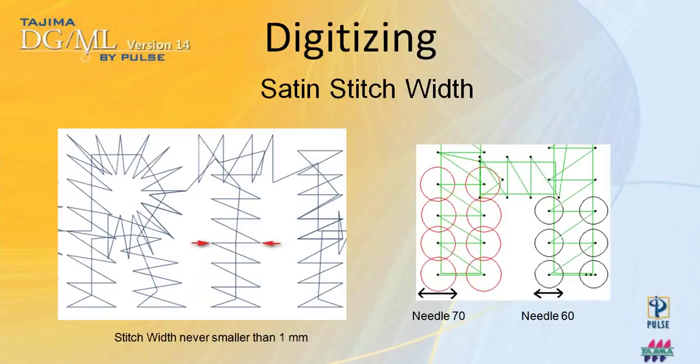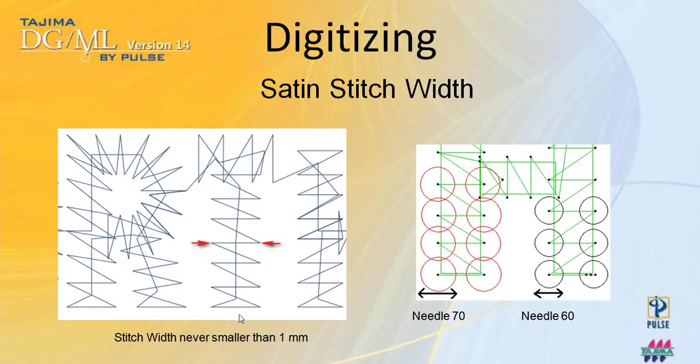Digitizing. So we need to be aware of a couple of things when we are digitizing small narrow columns. One of the things we have to consider is the satin stitch width. The smallest satin stitch width that I think you should never go below is 1 millimeter. So keep in mind, if you see here the picture on the left hand side, we have a column width of 1 millimeter. That's the absolute limit. Don't go below that. Try to digitize your columns with 1 millimeter.